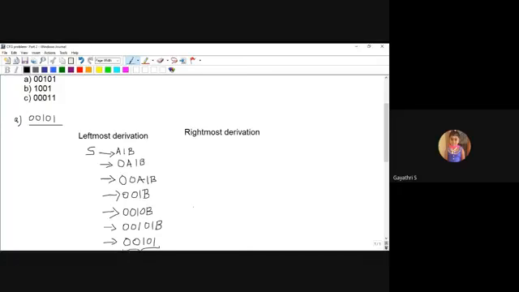Okay, so leftmost derivation, move on. Next, rightmost derivation. Again, starting with the starting symbol, S tends to A1B. Two variables are available, so you have to choose B first, since it is a rightmost derivation.